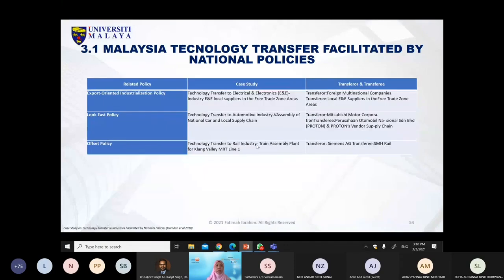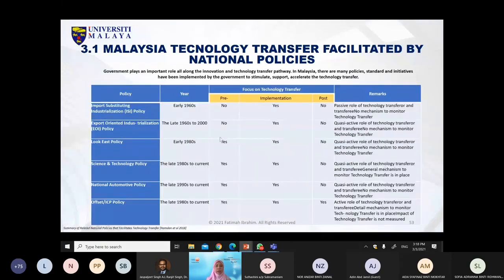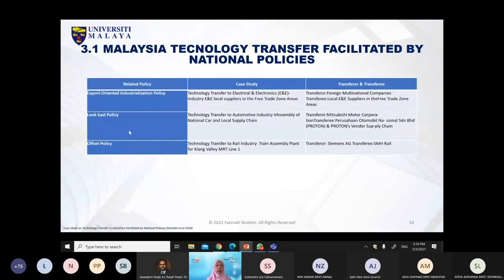So these are the policies that have been offered by the government since 1960. All the export-oriented, Look East policy, science and technology policy, national automotive policy. So if you are working on national automotive, take up this policy and get advantage of what they provide. And I want to highlight one of the success stories for Malaysia, the Look East policy, whereby we had technology transfer to the automotive industry, assembly of the national car and local supply chain. And that's why we have our Proton. If we did not have this policy, we would not have our own Proton, our own national car.